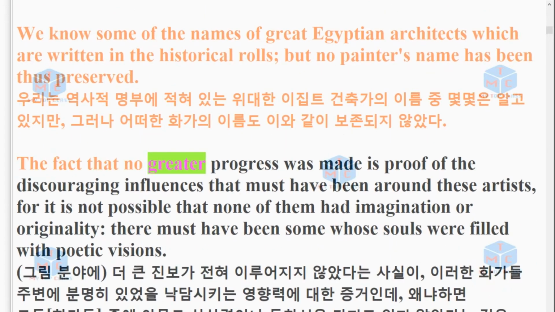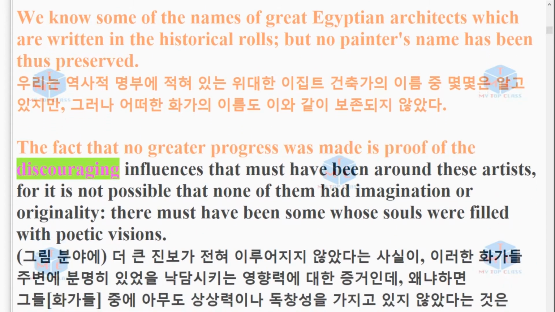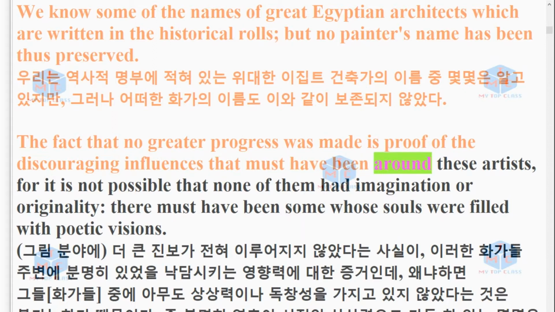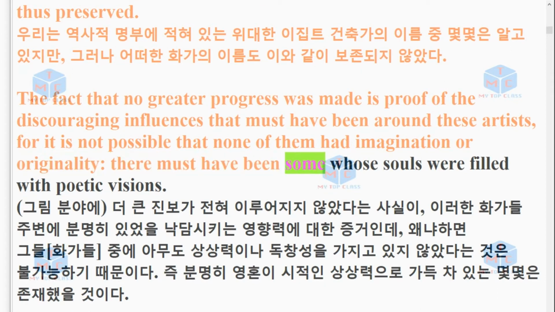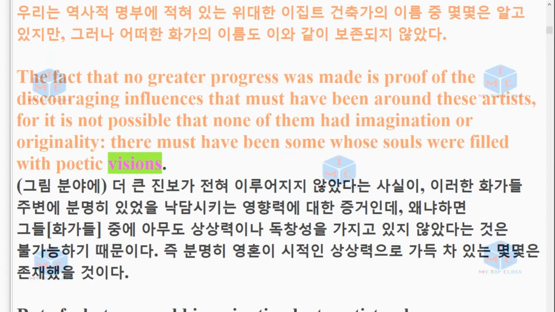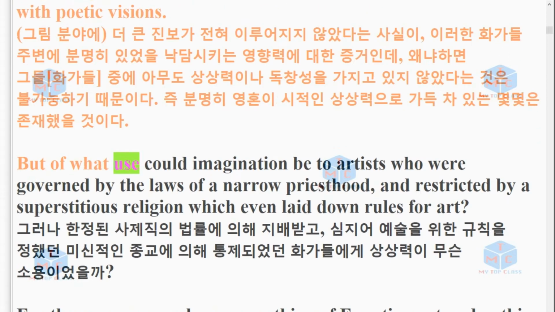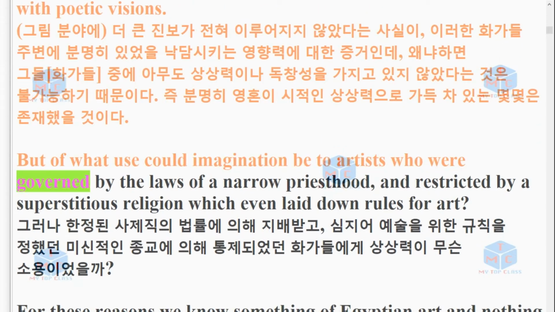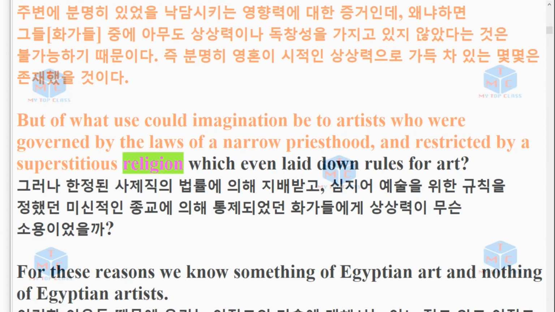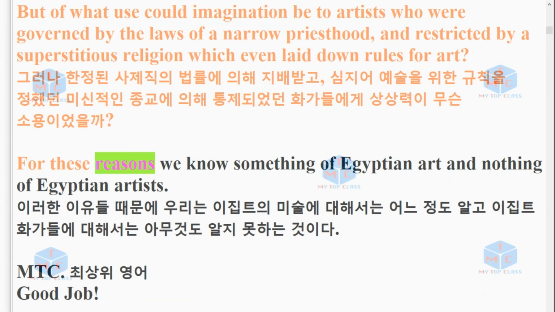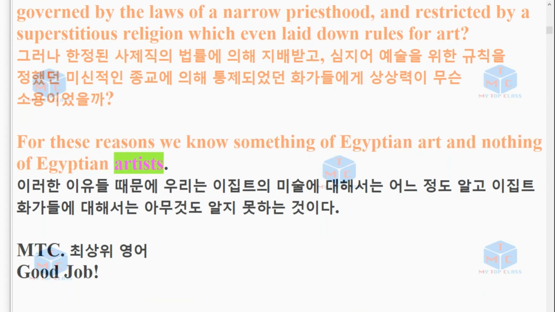The fact that no greater progress was made is proof of the discouraging influences that must have been around these artists, for it is not possible that none of them had imagination or originality. There must have been some whose souls were filled with poetic visions. But of what use could imagination be to artists who were governed by the laws of a narrow priesthood, and restricted by a superstitious religion which even laid down rules for art? For these reasons we know something of Egyptian art and nothing of Egyptian artists.